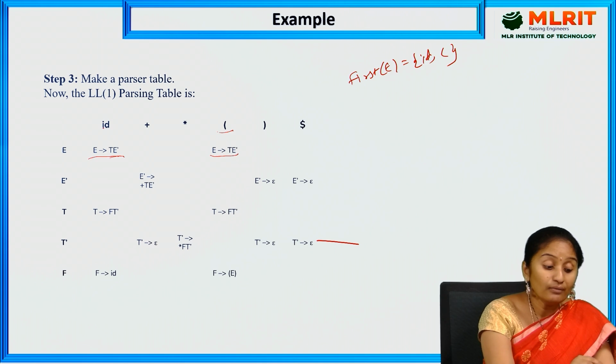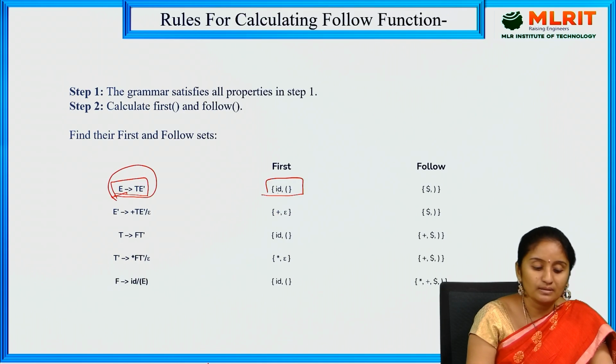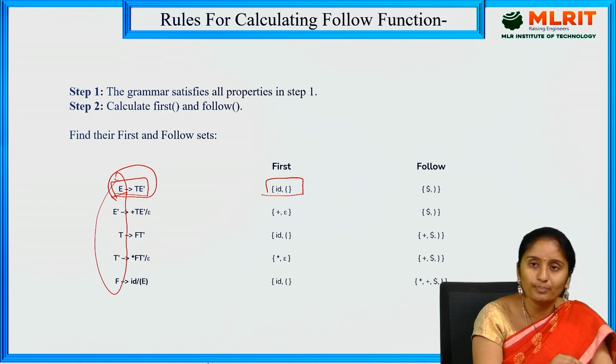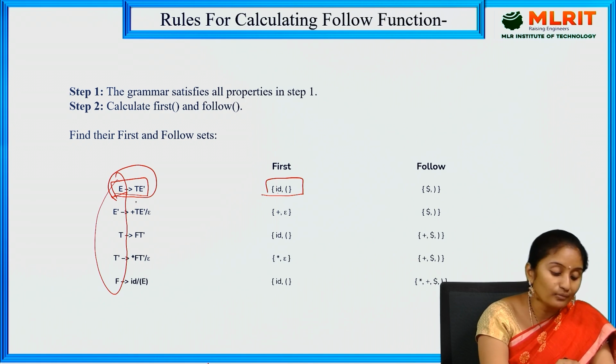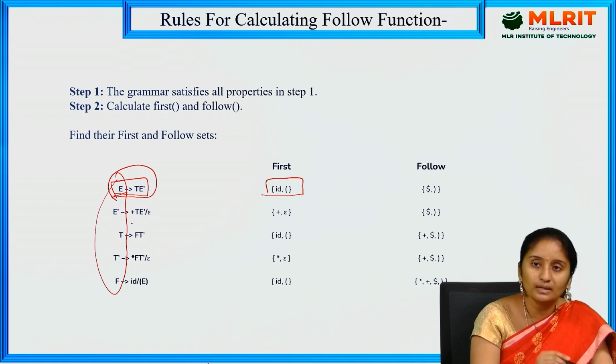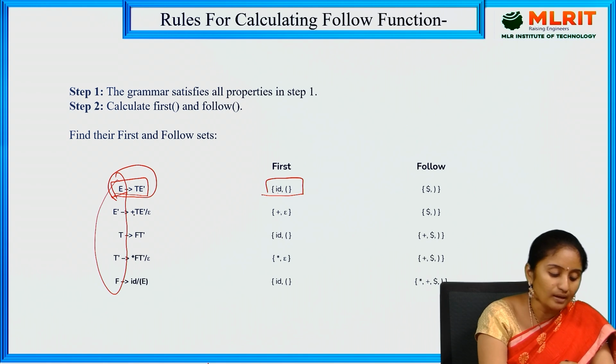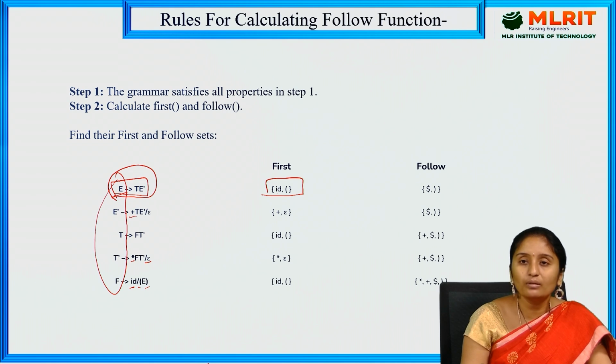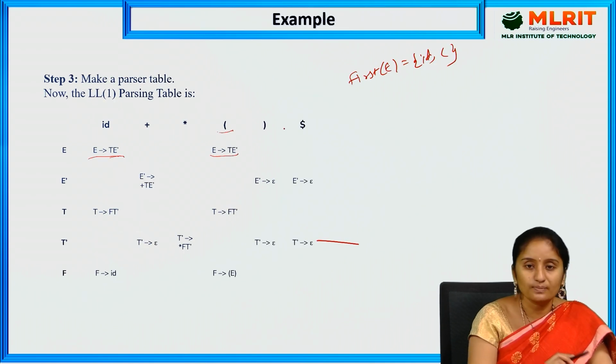How did we get these non-terminals? They are the non-terminals in my productions, and the terminals are those in my productions, and only those I am writing: plus, star, ID, open bracket, closed bracket, and here I have epsilon. We won't write epsilon in the LL1 parsing table. We will write the dollar. Dollar indicates the end of the string. So that's why we got these many.